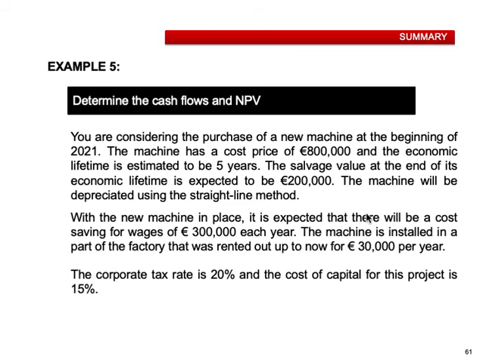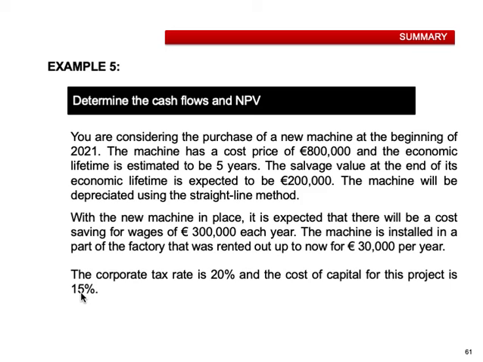We're going to save wages for 300,000 each year. Okay? The machine is installed in a part of the factory that was rented out up to now for 30,000 per year. So this is opportunity costs. The tax rate is 20% and the cost of capital is 15%. Now, let's break down the calculations in two. The first question is, what is the cash flows that this project would generate in year 1 until 5?